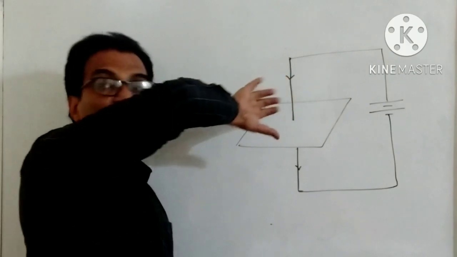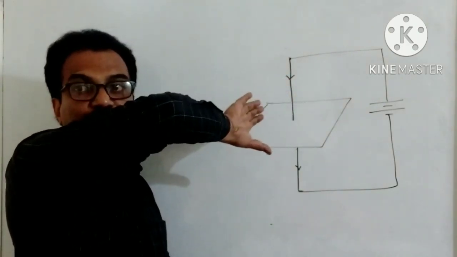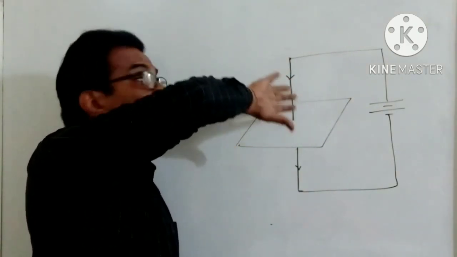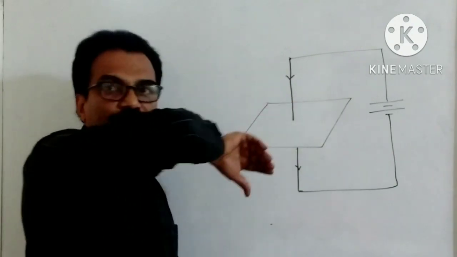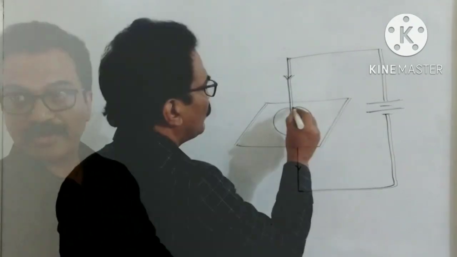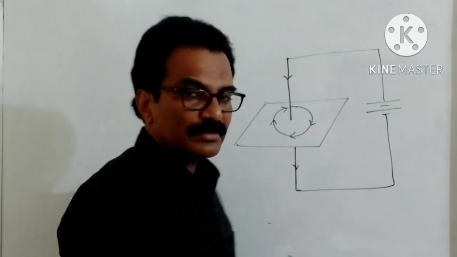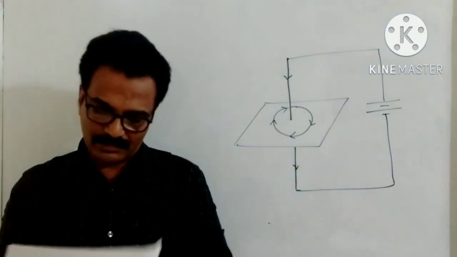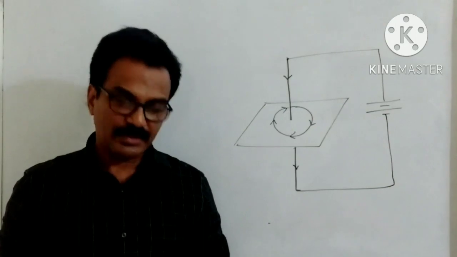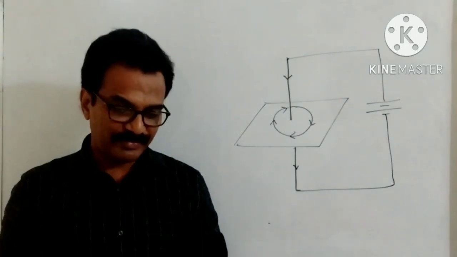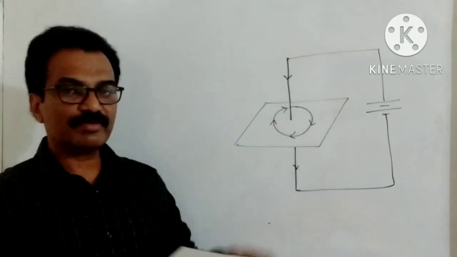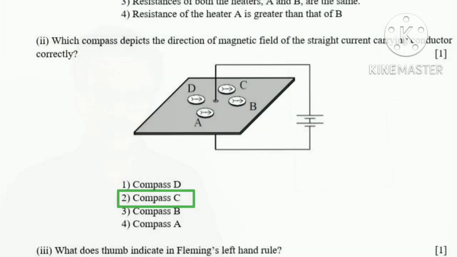So what will be the direction, clockwise or anti-clockwise? Clockwise. From the top it will be like this, no? Clockwise. Right? That's okay. Then which compass is correct? C. Yes. Compass C is correct. Compass C is on the other side of the wire. Yes, sir. So compass C is correct.